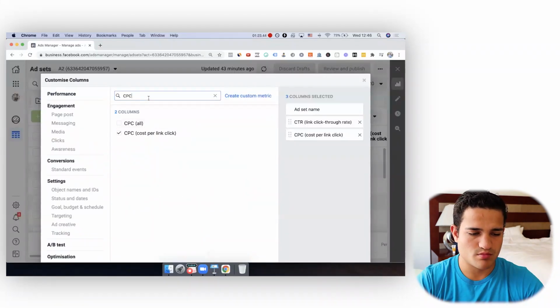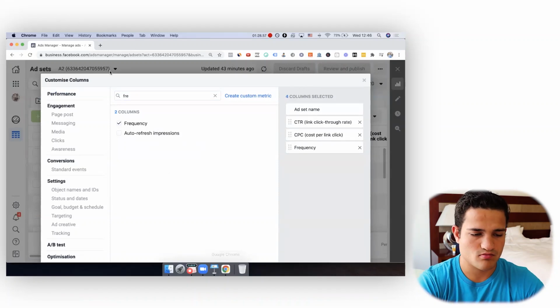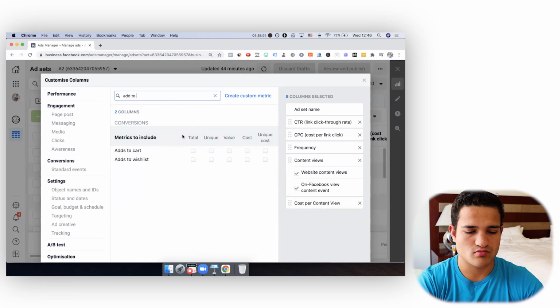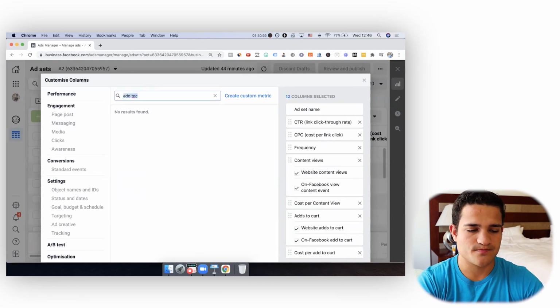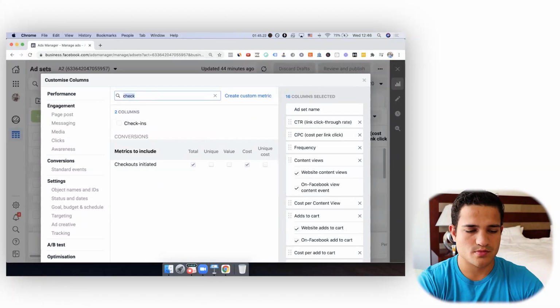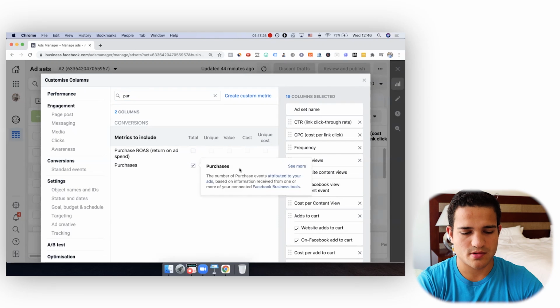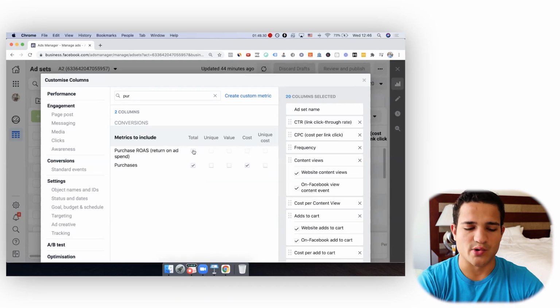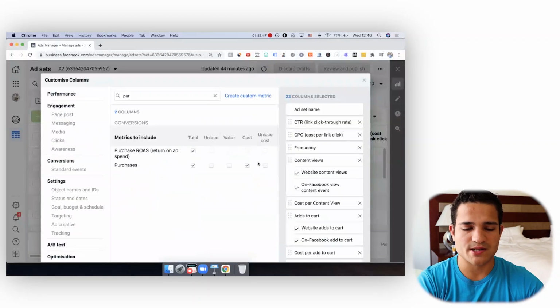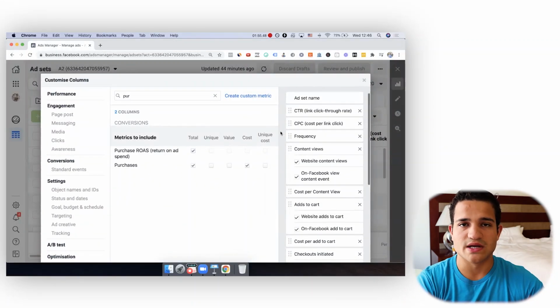frequency, put it here, content views, website content views, total, and cost. Then we have add to carts, total, and cost, checkouts, total, and cost, purchase, total, cost, ROAS, and so on. And all of these metrics, you're gonna put them on your Facebook ads columns. So every time you can analyze those metrics.